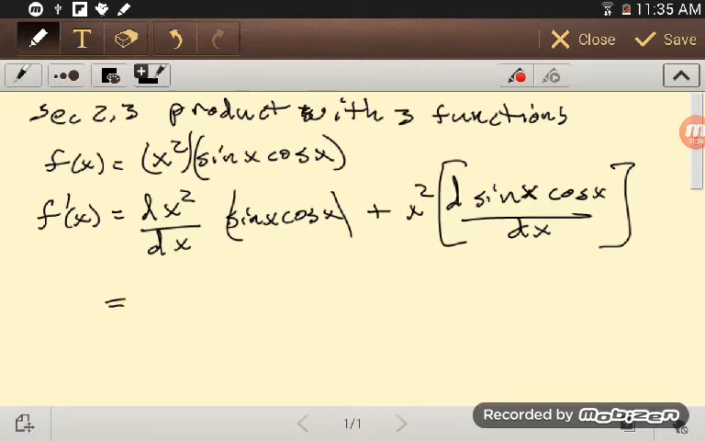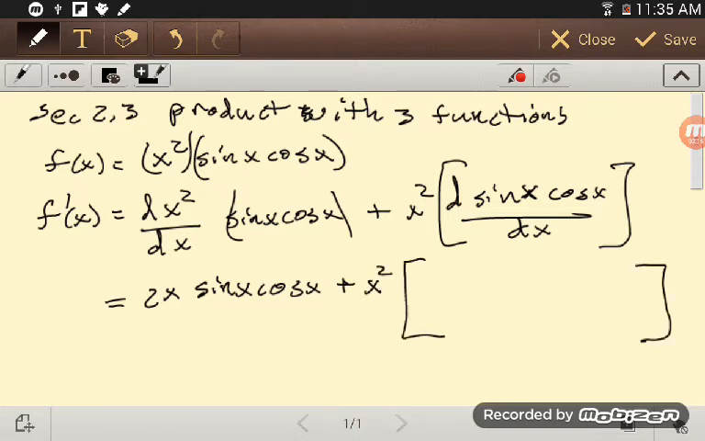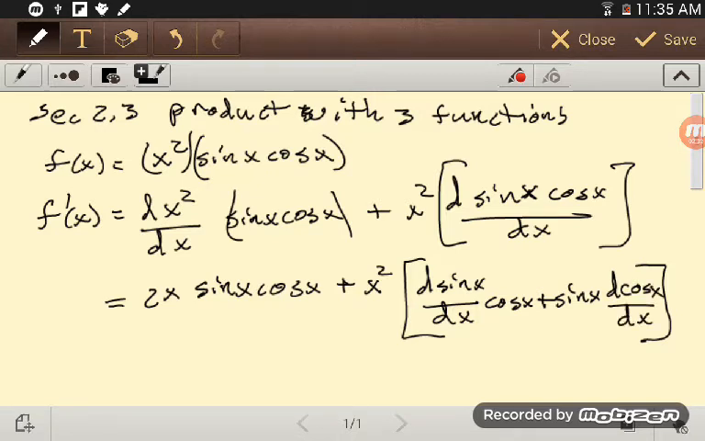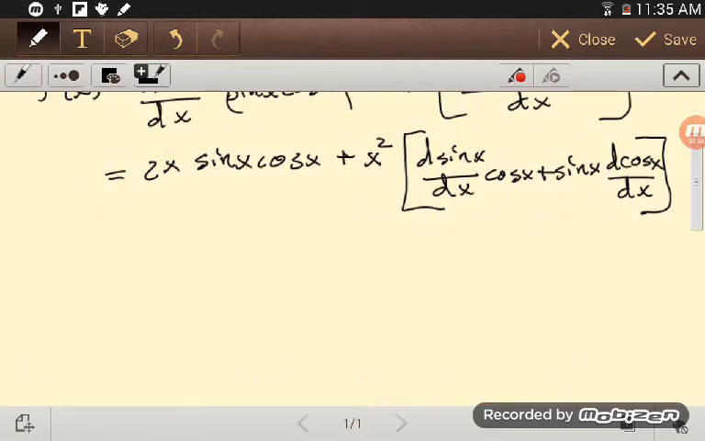And now power rule, I just have x squared, so bring down the 2, subtract 1, I get 2x. And then times the sine x cosine x plus my x squared. And now I just do my derivative in here. Well, I have the derivative of sine x with respect to x. Multiply that by cosine x, and then add to that sine x times the derivative of cosine x. And so there's my product rule on that one.